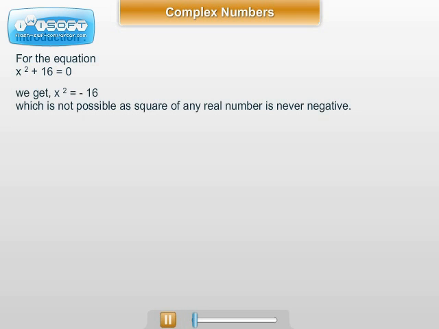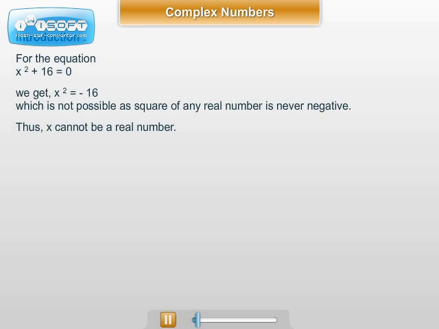Friends, today we will discuss the topic complex numbers. Consider the equation x square plus 16 equal to 0, that is x square equal to minus 16. Solving this equation means finding a number x whose square is minus 16. Clearly, x cannot be a real number since the square of a real number cannot be negative. That is, we cannot find a real number whose square is minus 16.